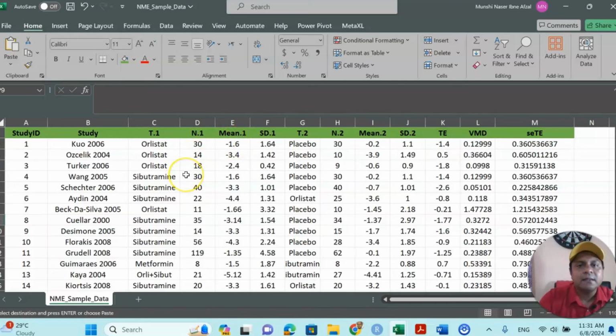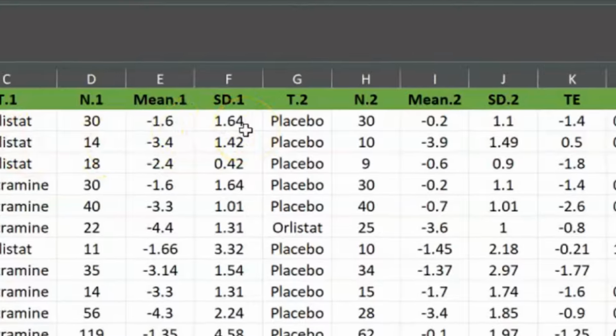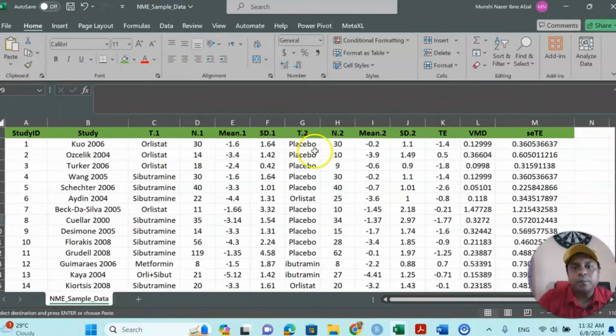So there are three important things that you need to remember. Here there are several studies, and treatment one is the first treatment, and then the number of observations in the group where this treatment is applied. And the mean of that particular study, let's say Cow 2006, what is the mean of that treatment group? In that case, the mean is minus 1.6. Then what is the standard deviation? And that is another treatment group, placebo.